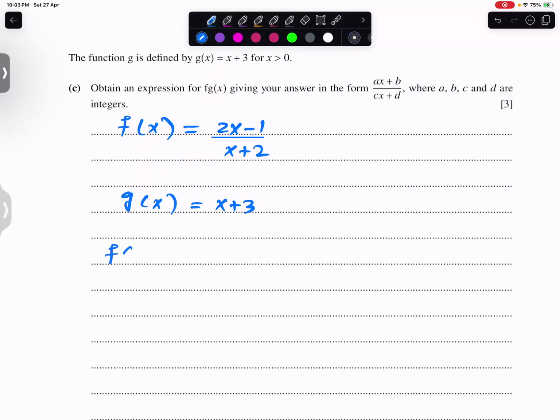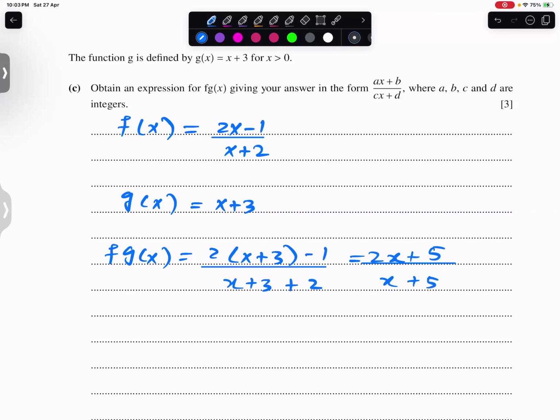So fg(x) will be 2 times x plus 3 minus 1 over x plus 3 plus 2. So 2x plus 6 minus 1 will be 5, over x plus 5. This is my fg.